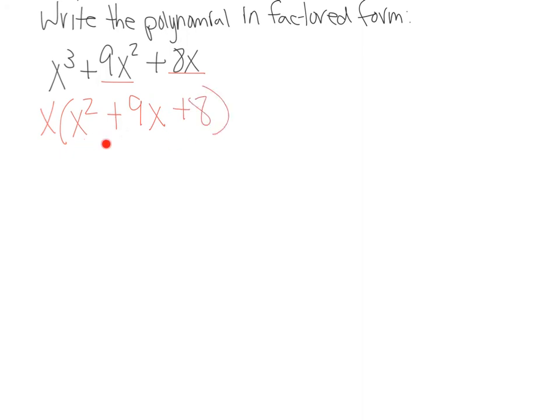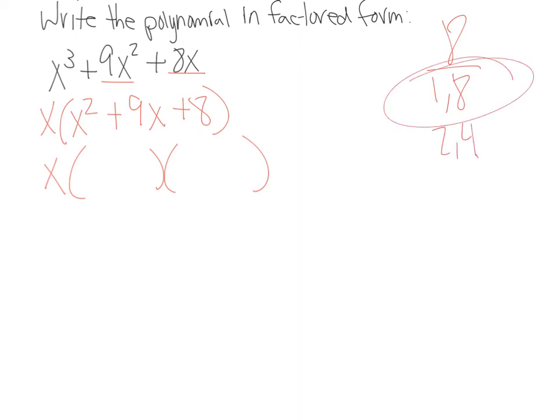So now I need to factor this. x squared plus 9x plus 8 can be factored into two binomials. I need to look for the two numbers that add to give me 9 and multiply to give me 8. So the only factors of 8 are 1 and 8, and 2 and 4. So the two that add to give me 9 are going to be 1 and 8. So this is x plus 1, x plus 8. The question only asked me to write it in factored form. It didn't actually ask me to solve it, so I'm done. This is the polynomial in factored form.